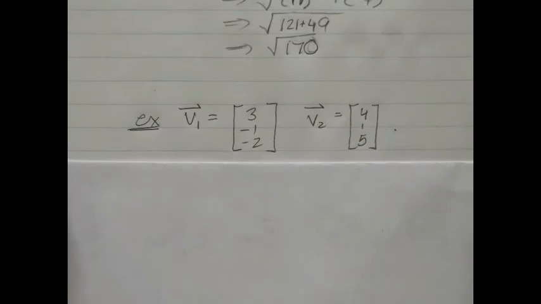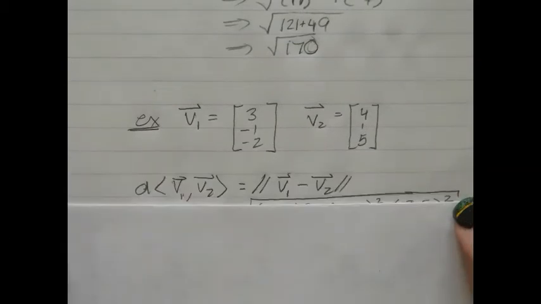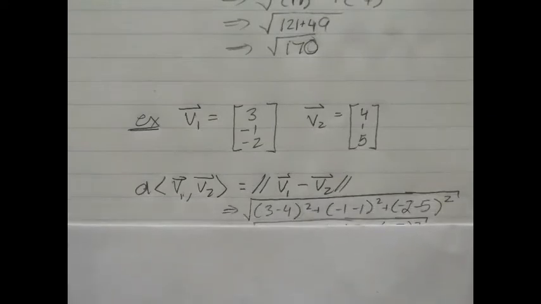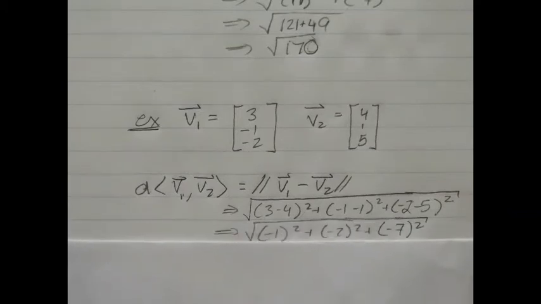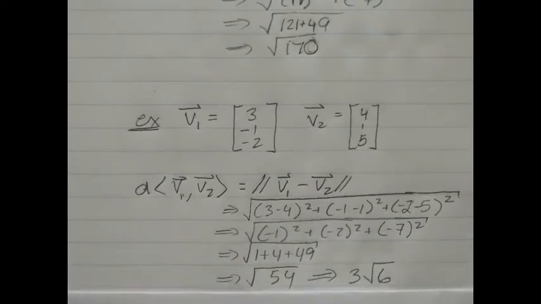New example. What happens if you're given column vectors? You can go ahead and work straight with them, or you can turn them into vectors. We're going to work with them in columns using the definition of distance. Plugging them in, we get 3 minus 4 squared plus -1 minus 1 squared plus -2 minus 5 squared. Squaring them and then adding them all together, we get the square root of 54, which is 3 root 6.